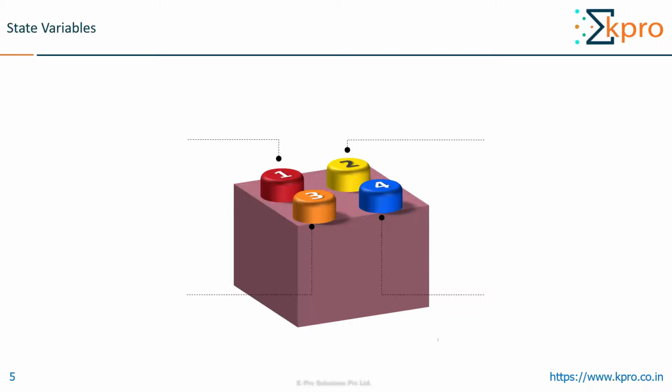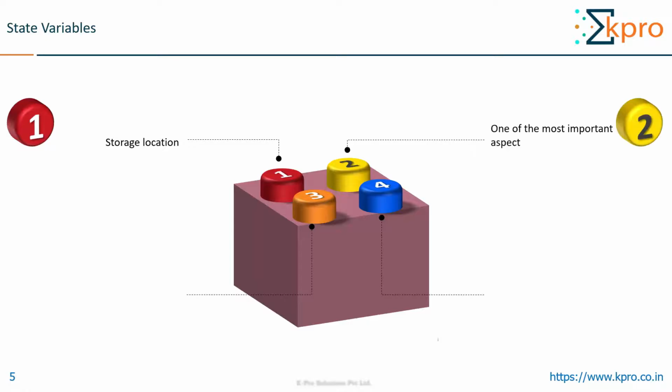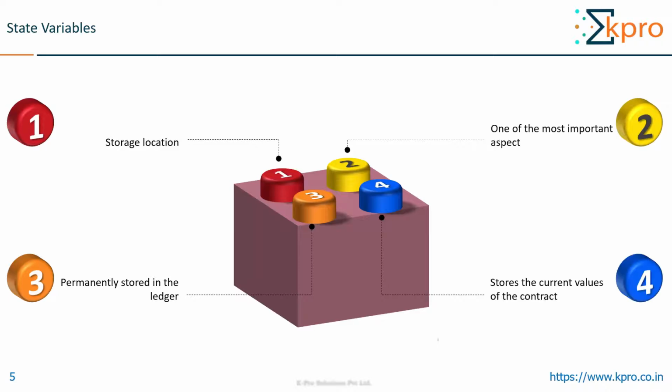Let us start with state variable. So variables refer to storage locations where values can be stored. State variables are one of the most important aspects of the Solidity programming language. These state variables are permanently stored in the ledger by the miners. Variables declared in the contract that are not within any function are called state variables. They store current values of the contract.